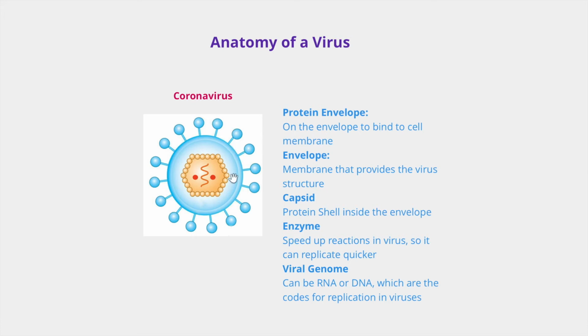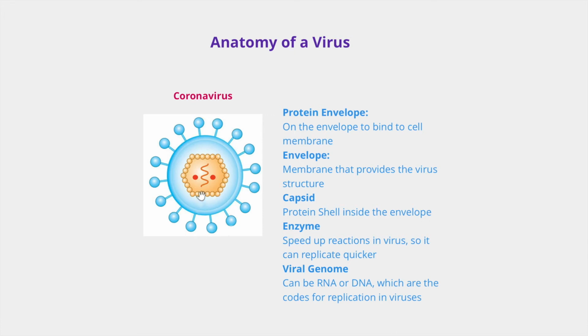Thirdly, there is a capsid. It's a protein shell of the virus. It's this one in this hexagon shape, although it's not a hexagon shape in normal life. So, it's a protein shell of the virus, and it contains the viral genome and some enzymes.